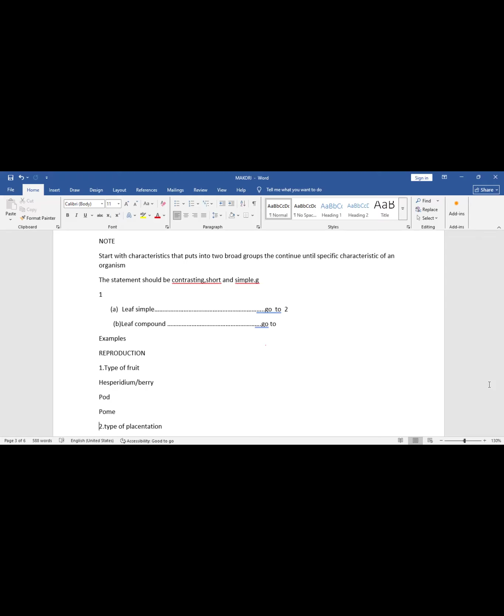There is someone who is asking, could you explain the difference between the mandibles and the maxillae?